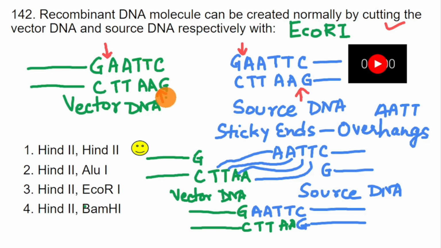So the highlight is both vector and source DNA should be treated with the same restriction endonuclease because it is going to recognize the same recognition site and cut it, and similar ends will be produced that can complement with each other, and then DNA ligase can permanently seal the two molecules together. So that's all about this question.